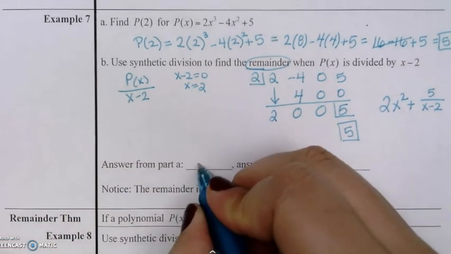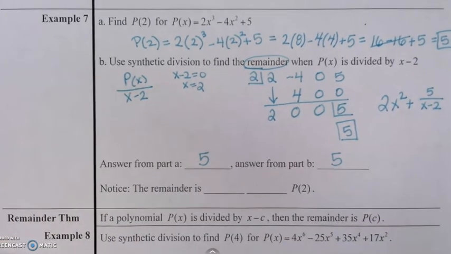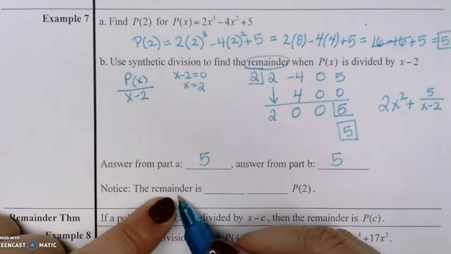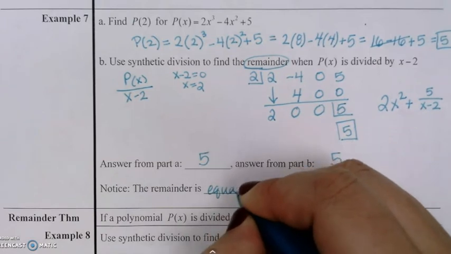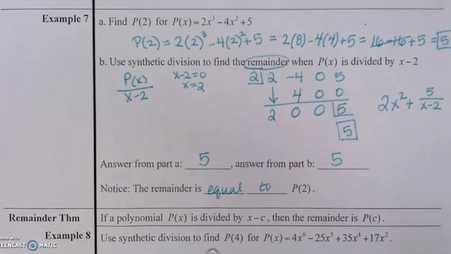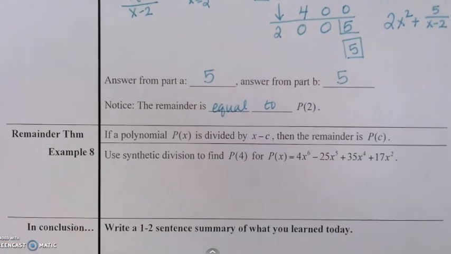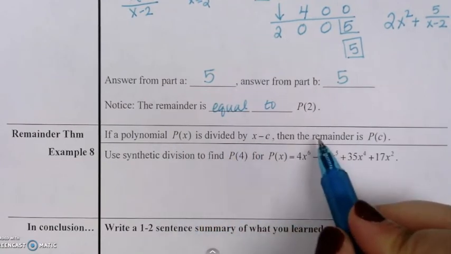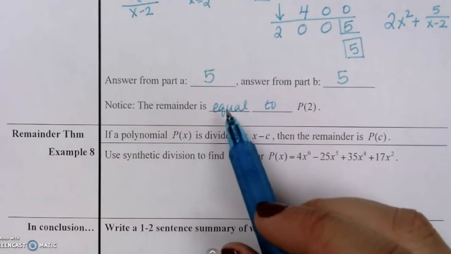Now our answer from part A was 5. Our answer from part B is 5. And what this demonstrates to us is that to find the remainder of a polynomial, it's equivalent to substituting in that value for x. So these are equal to each other. And that is actually a theorem. It's called the remainder theorem. And the remainder theorem says that if a polynomial p of x is divided by x minus c, the remainder is p of c. So what we did is we demonstrated that with the number 2, where c equals 2.